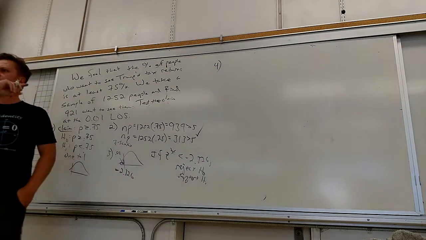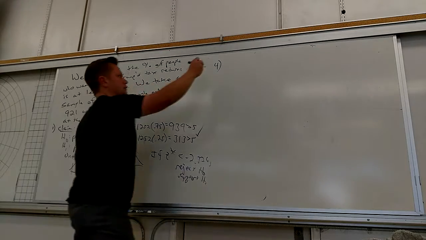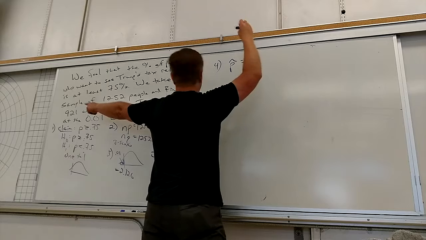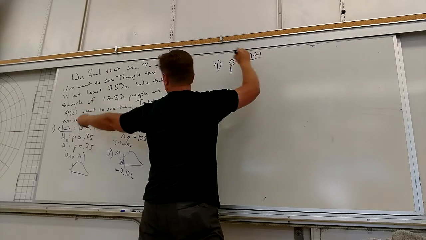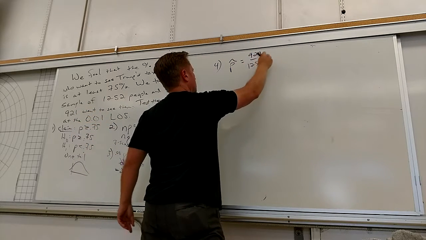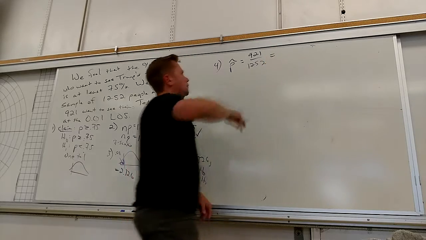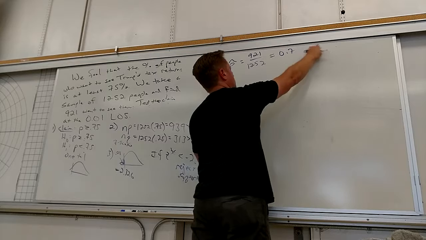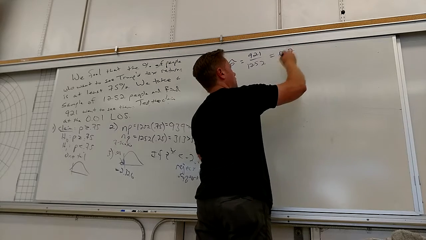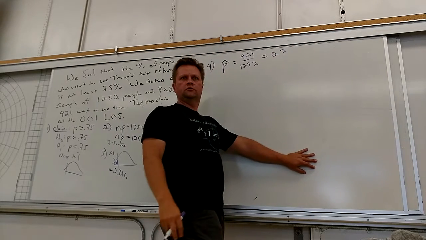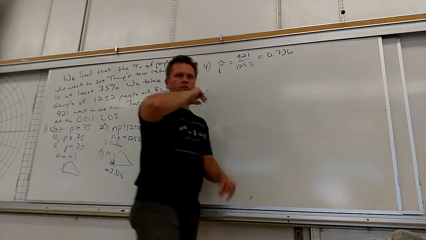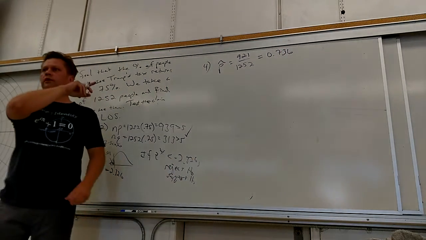So what do I know from the sampling? How do I get p hat? Yeah, so it's 921 over 1252. 0.74... 0.736. 356. All right. At least 3 places on those.